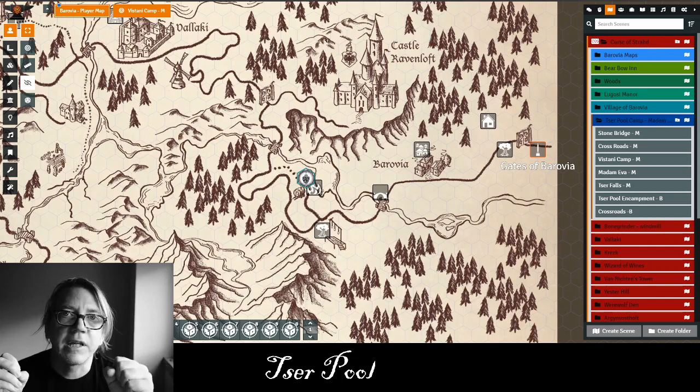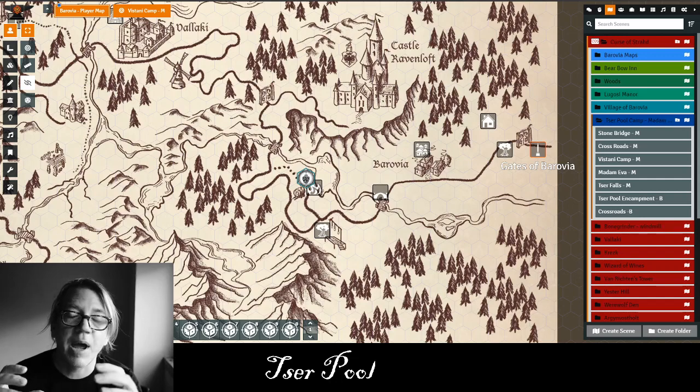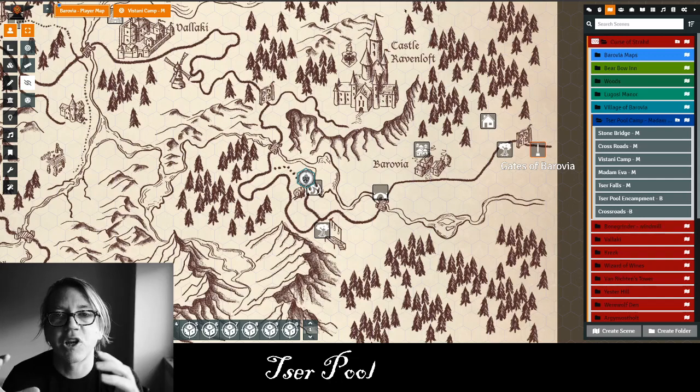What I've done in the Curse of Strahd is broken my groups of maps, both the Theater of the Mind maps and my battle maps, into sections, areas where my characters will be for a while, so I have the maps kind of grouped together.